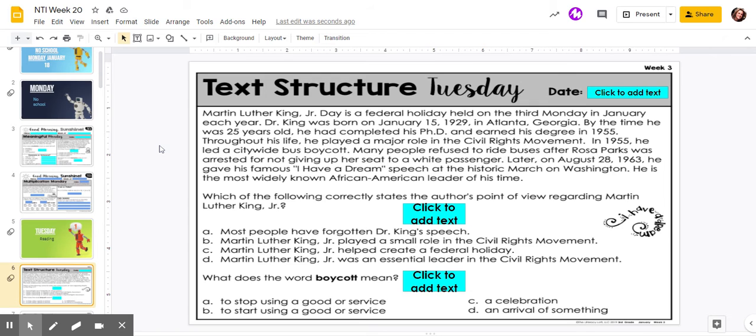And then what does the word boycott mean? So in the paragraph, they have the word boycott. And after the sentence with the word boycott in it, there's a sentence that describes what a boycott is. So you're going to try to determine the meaning from the paragraph. However, if you're having trouble, remember you can go to Tools and Dictionary and look up the definition for the word.